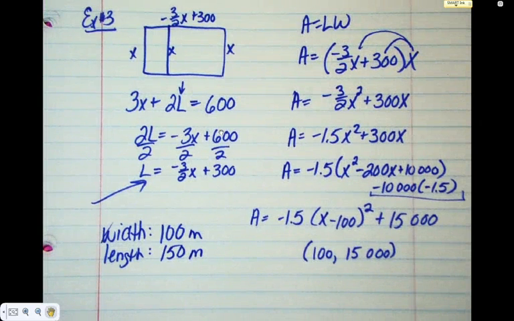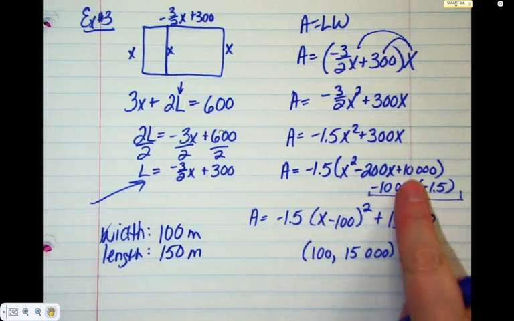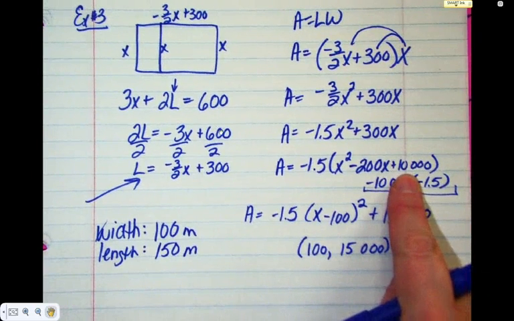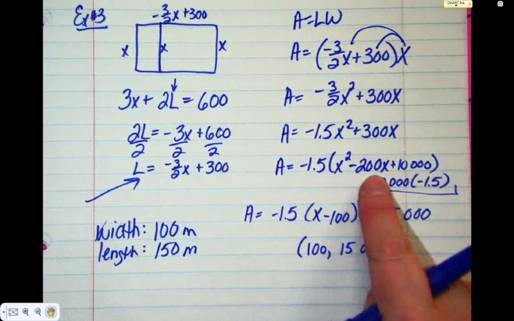Julie. 10,000 here. Who can tell her where 10,000 came from? Middle divide by 2 squared.